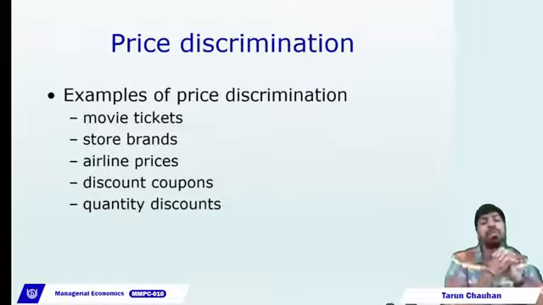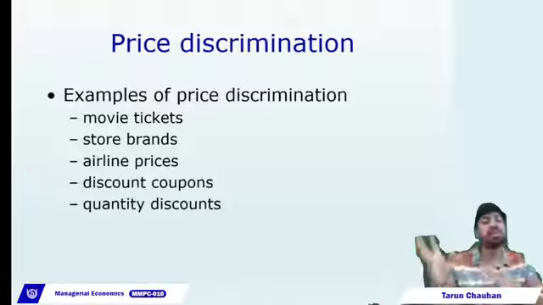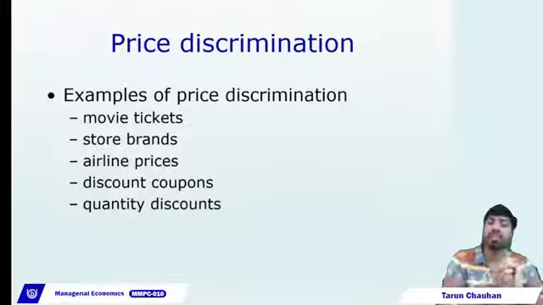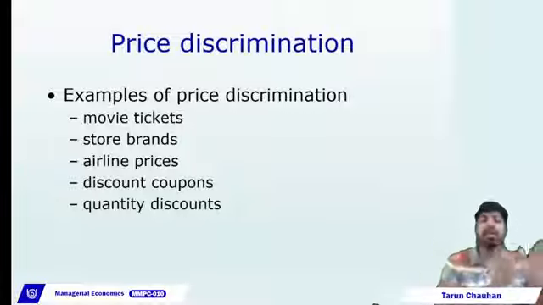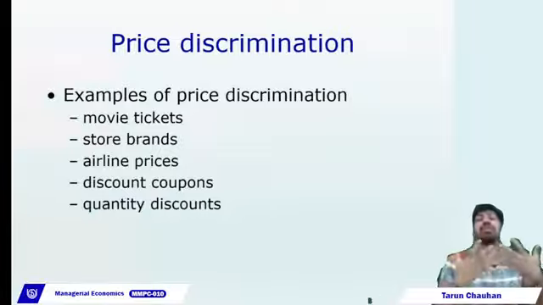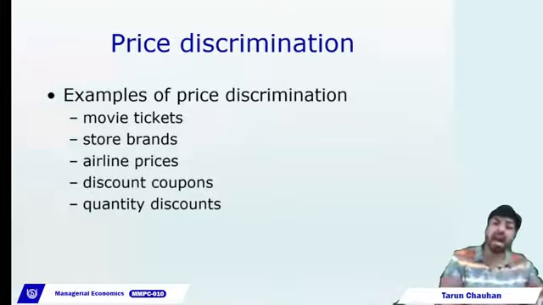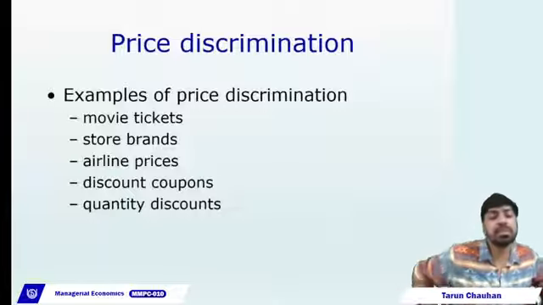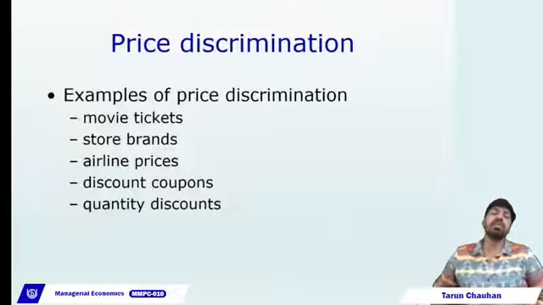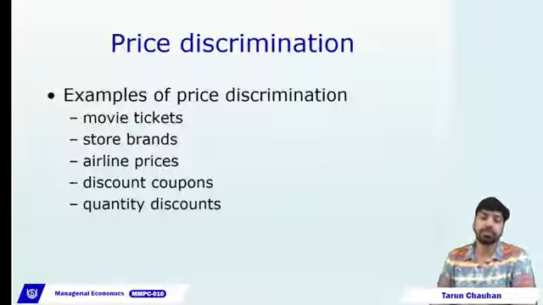And of course, in this industry, the prices are charged differently to different consumers. Same for store brands and movie tickets. If you see store brands online, the same product is priced differently for different consumers on different apps. This is one of the keys of price discrimination. Discount coupons: on one app, the discount coupon rate is different, and on the second app, it is different. So this is providing discount coupons to different consumers differently.